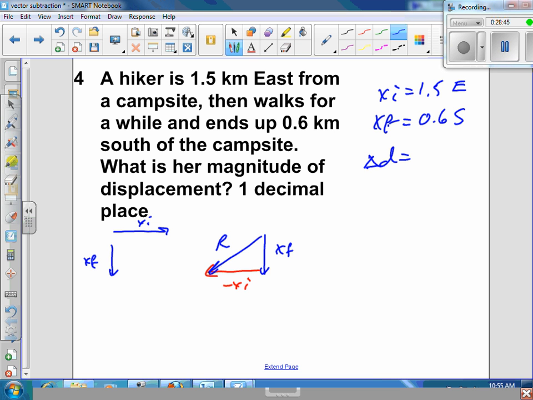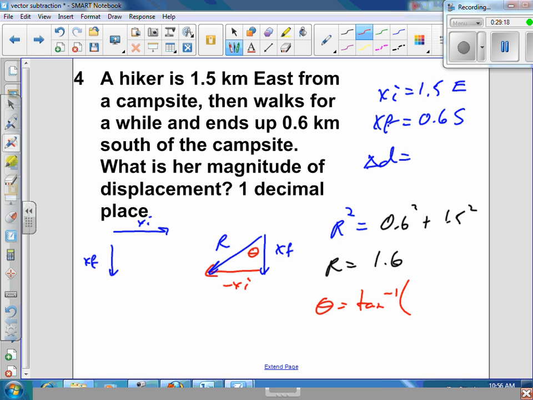And now I'm just going to write r squared equals. Does it matter what order I put things in here? I'm not going to check. You probably should put the xf first, but really, who cares? So technically it'd be 0.6 squared plus 1.5 squared. And what did you get for an r value? 1.6? Okay. 1.6, and then I need an angle, right? So that would be inverse tan, opposite over adjacent. That's going to be 1.5 over 0.6 and 68.